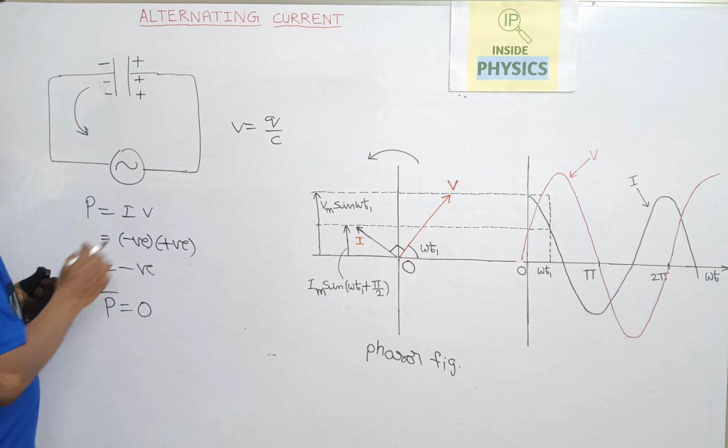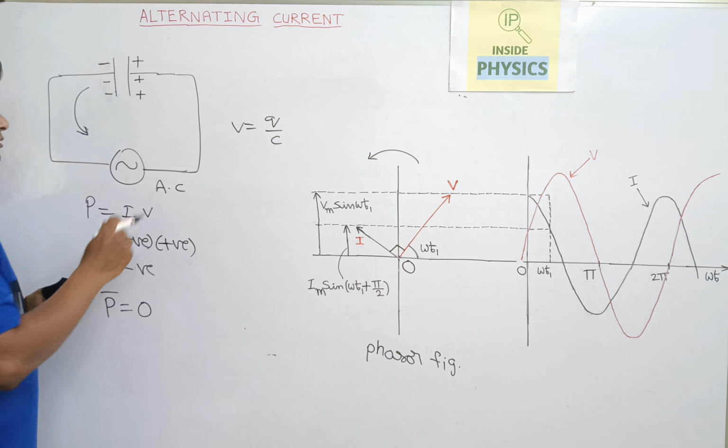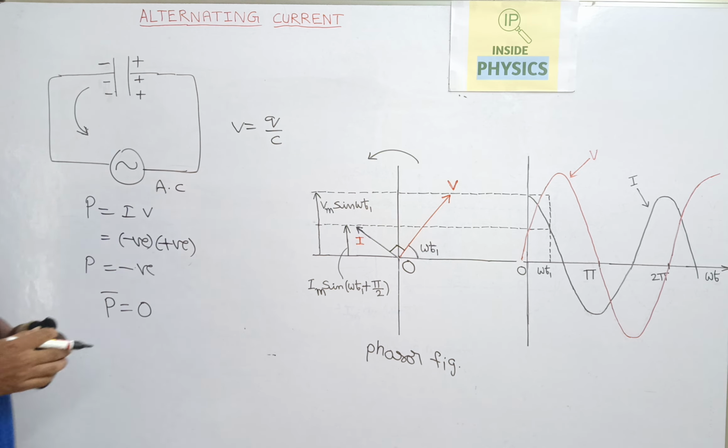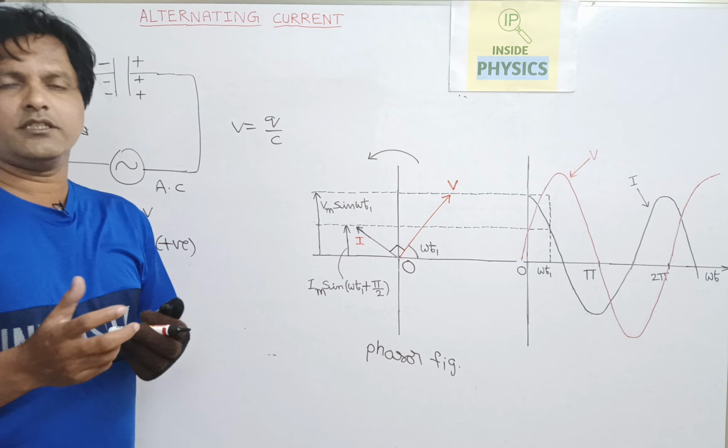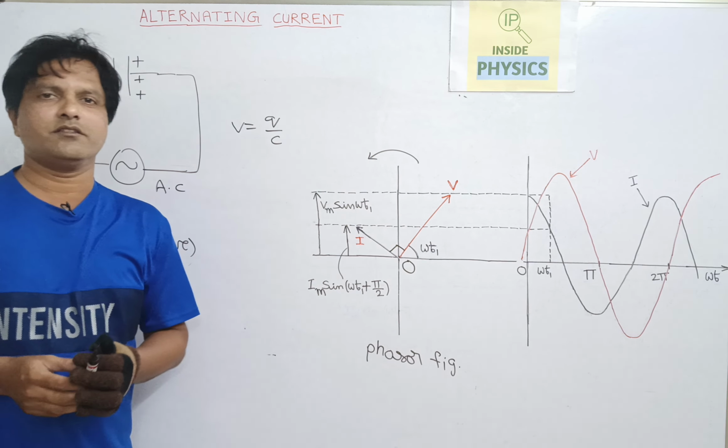This is how we understand the power consumption, and this is the analysis of the capacitive circuit provided with an AC current. So we are going to see the LCR series circuit in the next session. Okay.